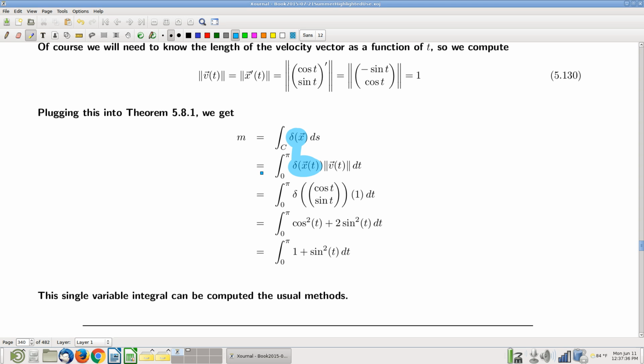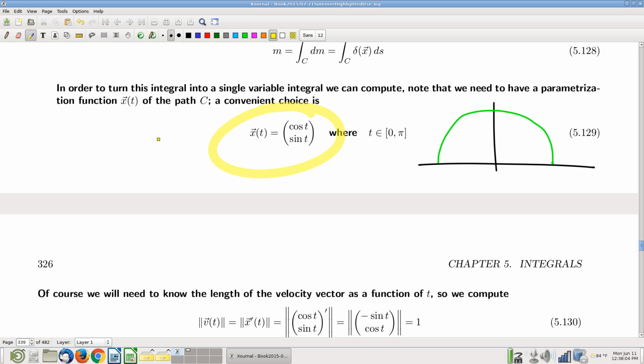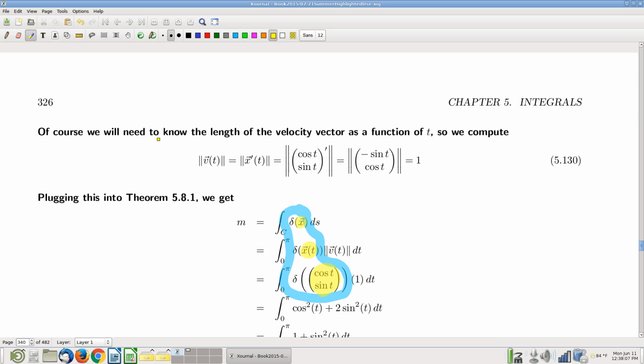Density is a function of position. Position's a function of time. So density is a function of time. Comes from just plugging in the parameterization. So by which I mean specifically, let me highlight this a little bit better. So position, which is a function of time, is cosine t, sine t. That's the parameterization that we have on the previous page. We're literally just plugging in our parameterization here. Yeah, everybody good? Okay.